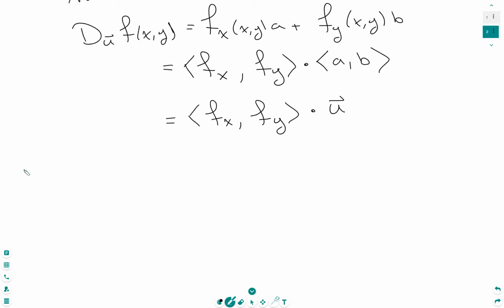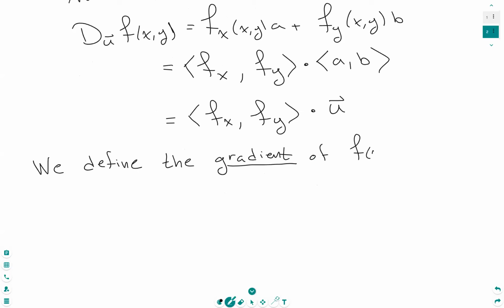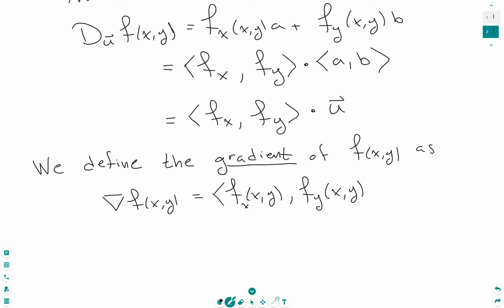So from here, this is the first time that we're going to define this. We define the gradient of the function f of x, y as this upside down delta of f, x, and y. This is equal to the vector fx and fy. Just another way to write it, partial f, partial x times i hat plus partial f, partial y, j hat.